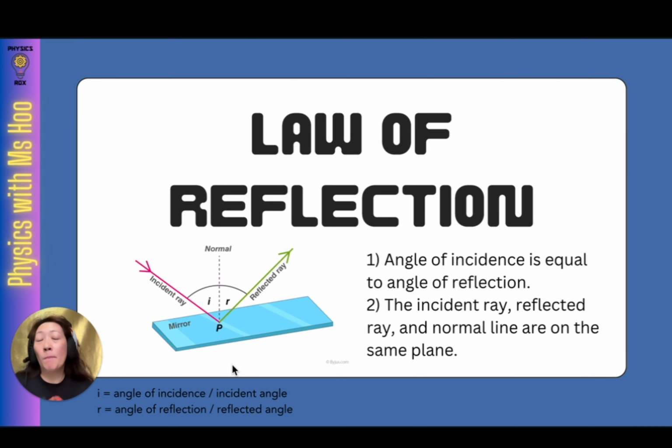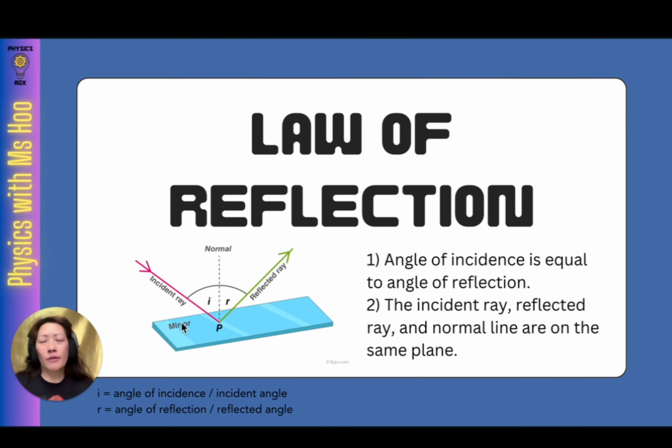Now, one thing you must remember is that whenever we measure the angles when it comes to light rays, we measure the angles from the normal line. So you can see this is why in this diagram, we label the angles from the normal on the inside between the ray and the normal line. We do not measure the angles from the mirror surface to the light ray.